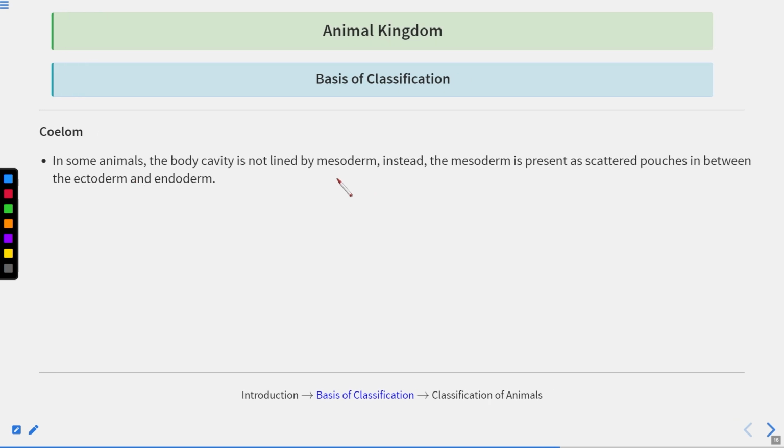Now, in some animals, the body cavity is not lined by the mesoderm. Very, very important. When it is lined by the mesoderm, the organisms are called coelomate organisms. That is the true coelom. Now, instead of the mesoderm lining, the cavity is present as scattered pouches in between the ectoderm and endoderm. So the mesoderm is present as a layer, but it is not in the form of a lining cavity. The cavity is present in small pouches, and it is not lined by the mesoderm.